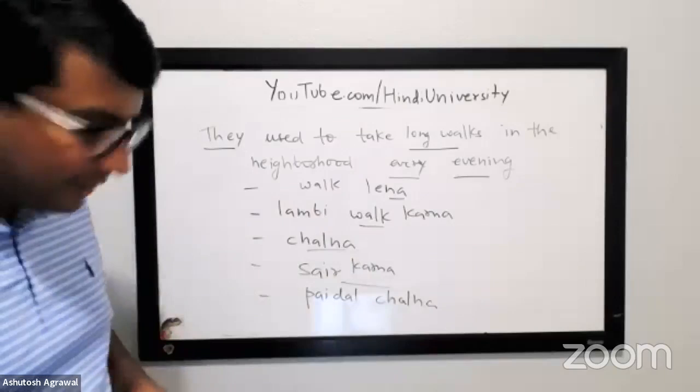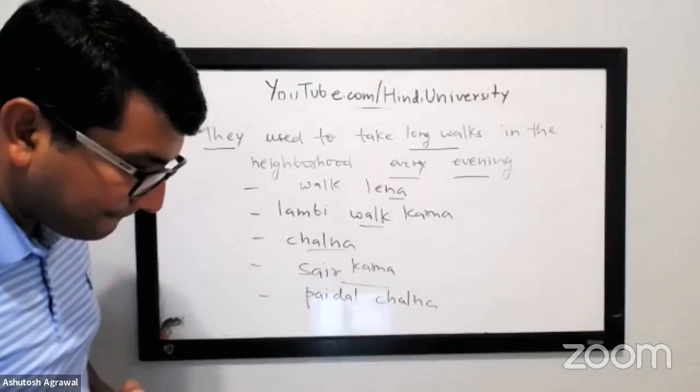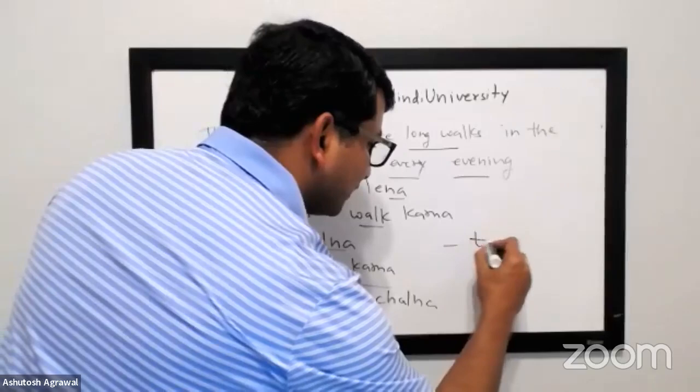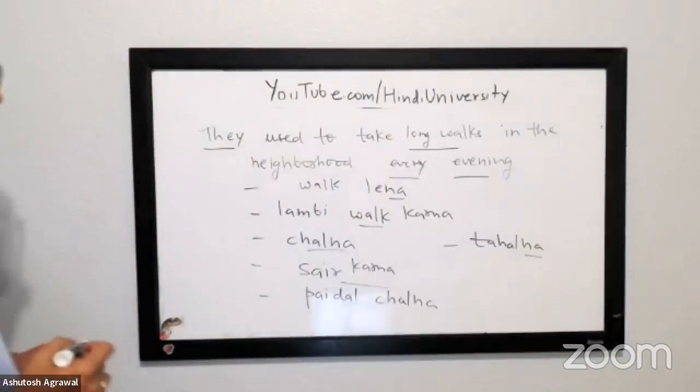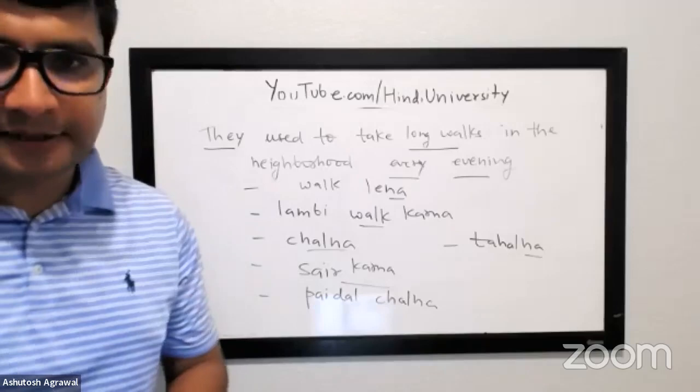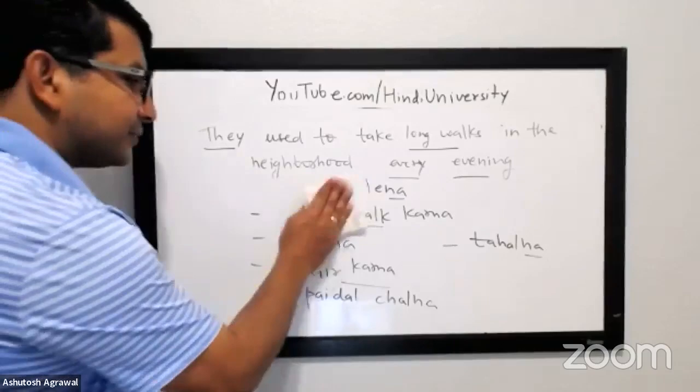Ashuji? Also, tahalna. Okay, very good. So you have tahalna, and you can conjugate tahalna also. Tahalna is to take a stroll, right? So hum tahalte the. Okay, awesome. Rishaji, back to you. And then after that, I'll take questions because I'm sure some of you may have questions. So come back to it.